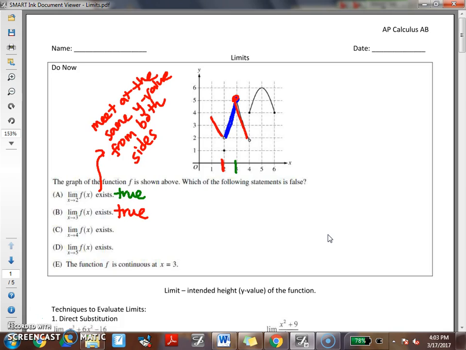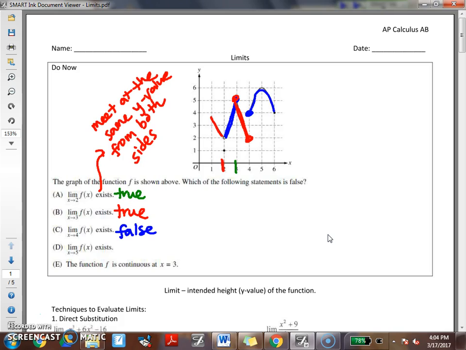Next up, limit as x approaches 4 of f of x exists. Let me check. From the left side, it ends up at 2. From the right side, it ends up at 4. So they have different y values from different sides, so the limit does not exist. So this is a false statement.